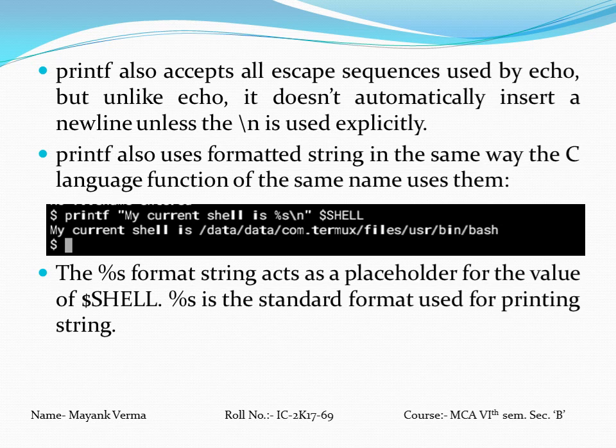On the next line you can see the output: my current sale is, and the value of the sale variable, in which directory your sale is placed. The %s format string acts as a placeholder for the value of $sale. %s is the standard format used for printing a string.